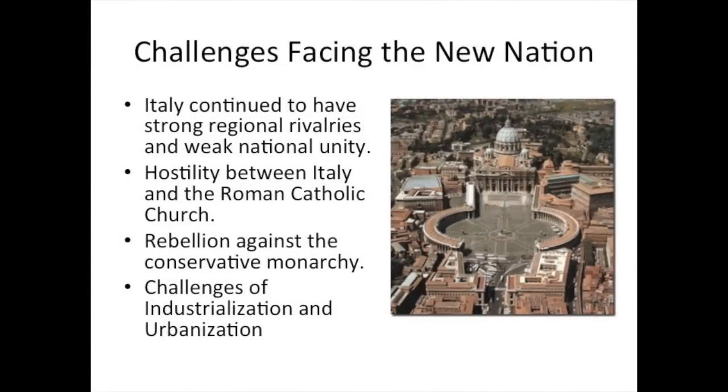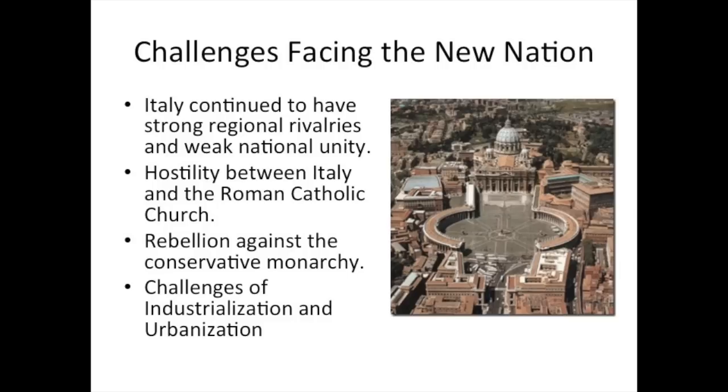Like all young nations, New Italy faced a host of different problems. They continued to have regional rivalries and to struggle to really find a national identity and national unity. The biggest difference was, of course, between the North and the South. The North was richer and had more cities, and they were sort of a center of business and culture. The South was more rural and poor. Another major challenge that Italy was facing was hostility between the new Italian state and the Roman Catholic Church.